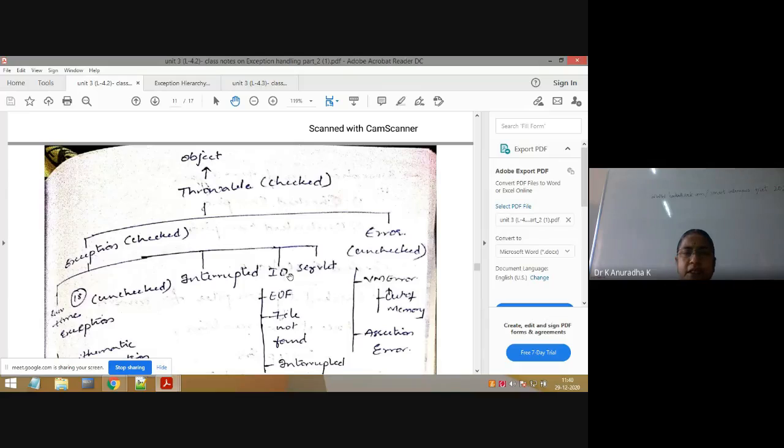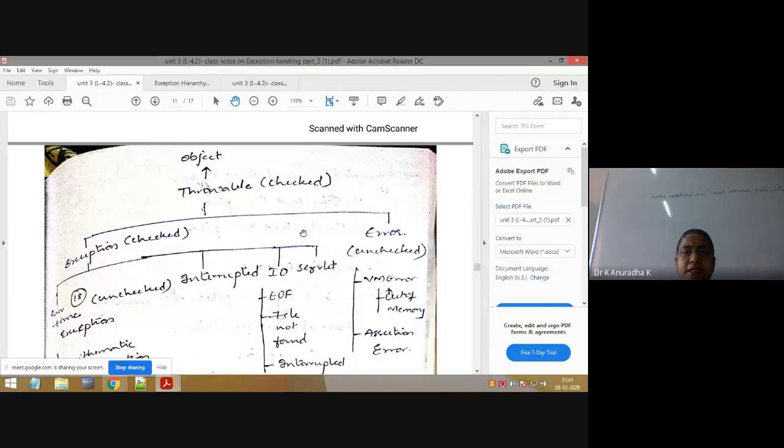Using this exception hierarchy only, we should know which exceptions are the checked exceptions and which exceptions are the unchecked exceptions. First, we have to identify the exception type. We have to see whether that exception is a checked exception or an unchecked exception. So first, identification of the exception is very, very important. Unless you identify the exception type, you can't write the programs using exception handling.